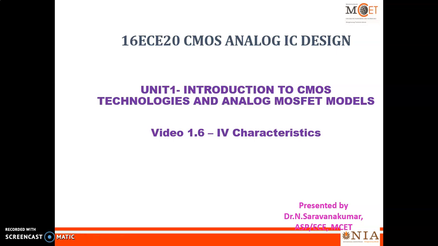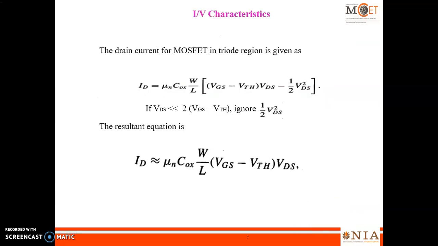Let us continue the current voltage characteristics in this video session. In the last lecture, we concluded that this is the drain current for MOSFET in triode region. This triode region, you also call it as linear region.